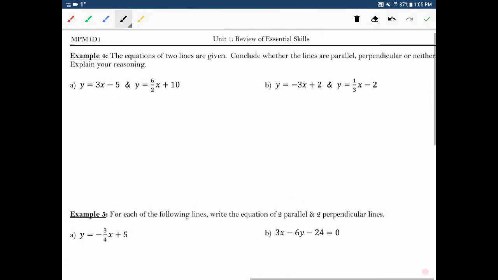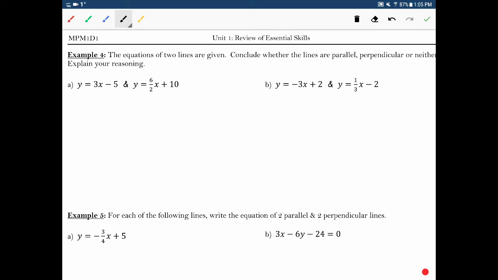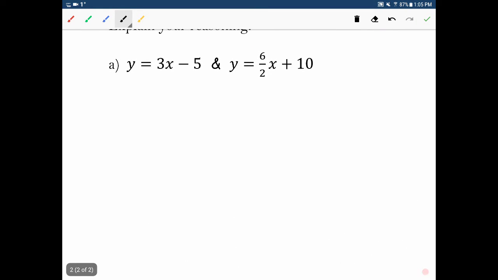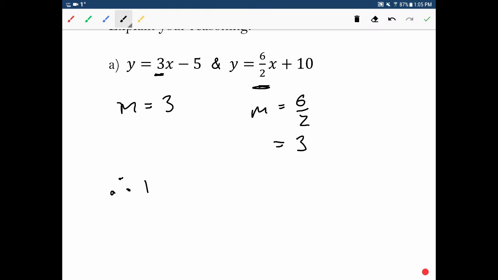So I'm giving you 2 lines, and we're going to decide if they're parallel, perpendicular, or neither. Now, the nice thing is, this one is already done in y equals mx plus b. If they're in this slope y-intercept form, it's very easy because we can just look at that and say that the slope is 3 because the slope is whatever's in front of the x. Same with this one, m is equal to 6 over 2, which of course 6 divided by 2 is just equal to 3. So I have 3 for both, so therefore this one's parallel.